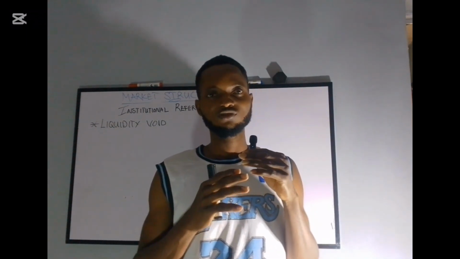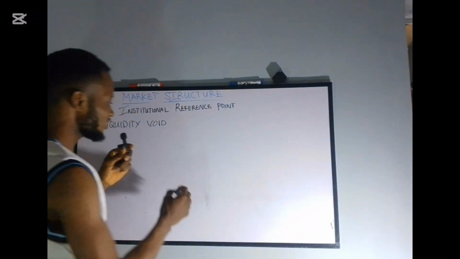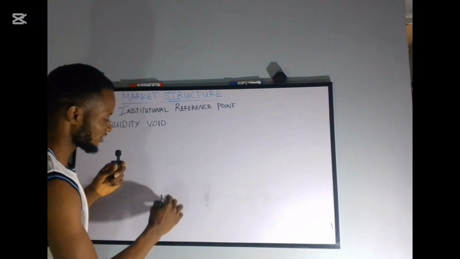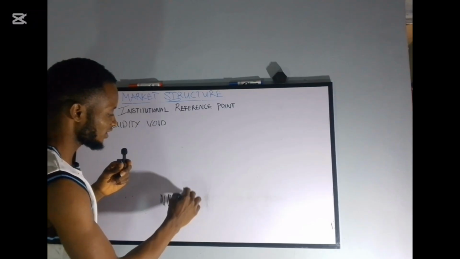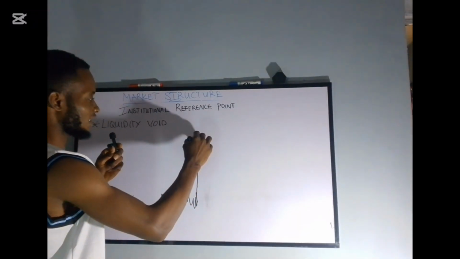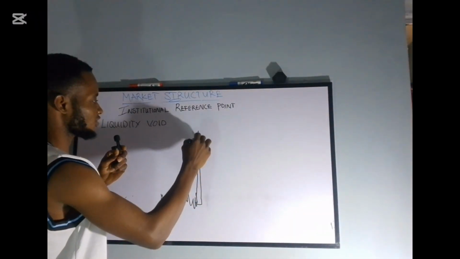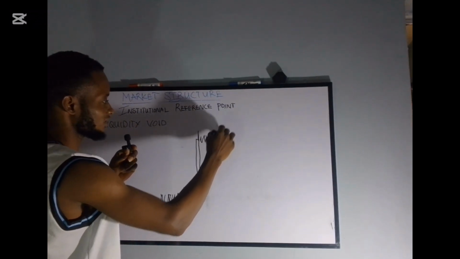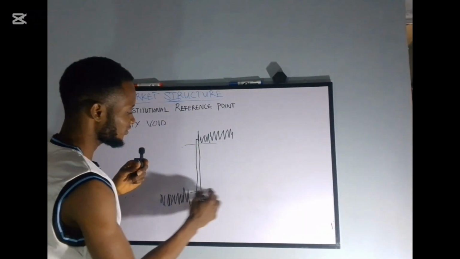Now let me show you what it looks like with my marker and my board. When you see price consolidating, and then at the end of the day price decides to move rapidly in a direction, and then begins to consolidate again, this is a liquidity void.